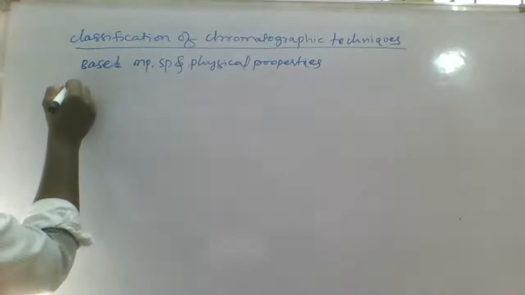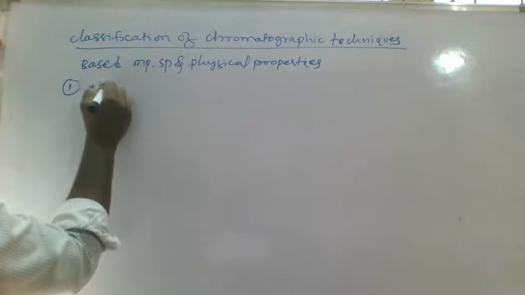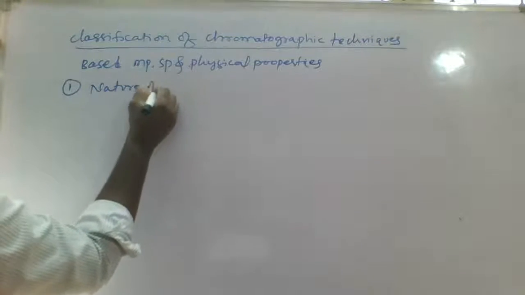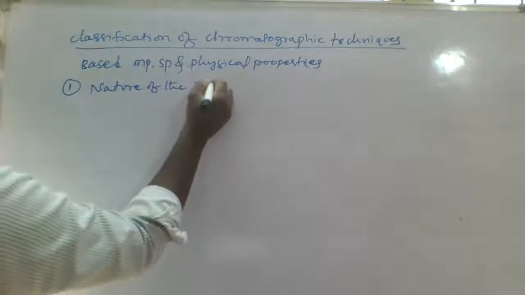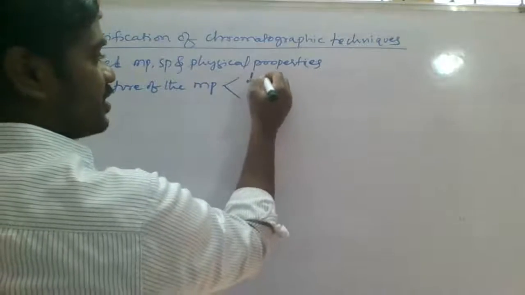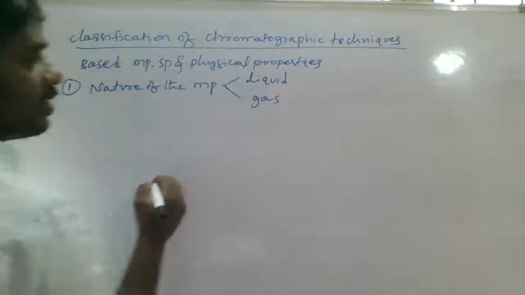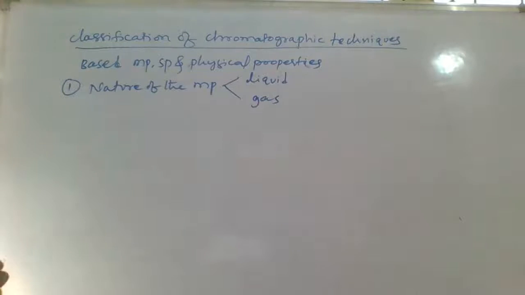The first classification is the nature of the mobile phase. Mainly two types are there. One is liquid as the mobile phase, another one is gas as the mobile phase. So it is one kind of classification.